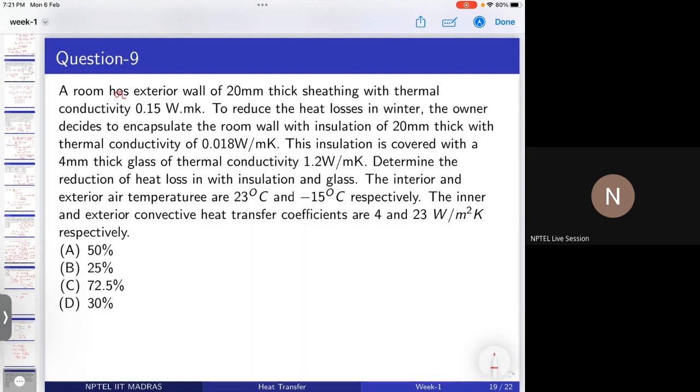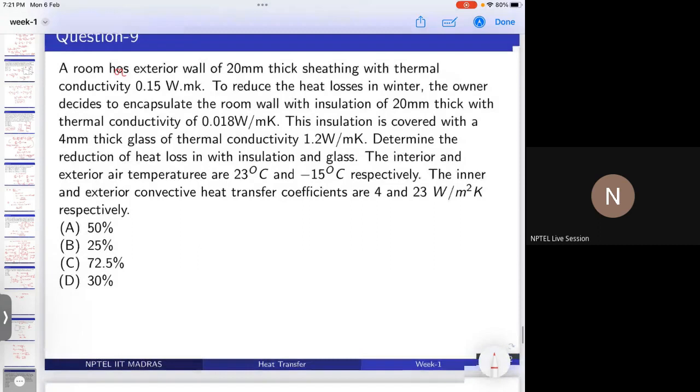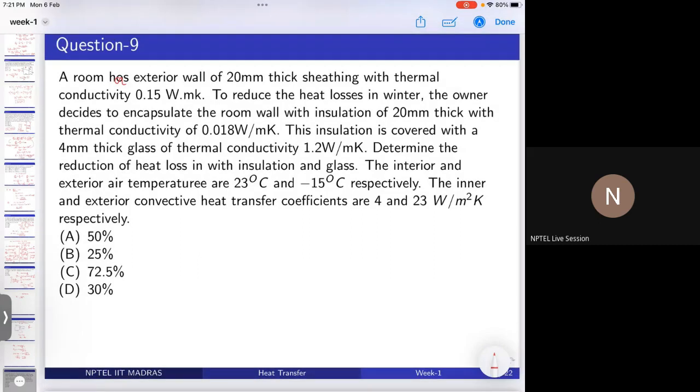So can you please tell what is the heat flux without insulation, meaning with just the exterior wall? Okay, I will also start solving this question. So basically the case one we will solve: no insulation.